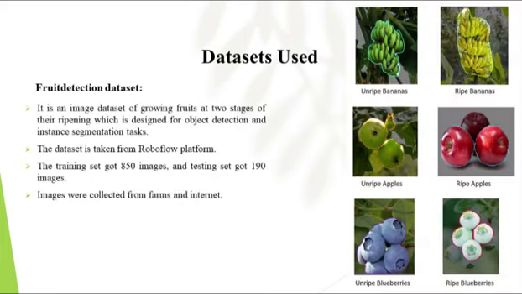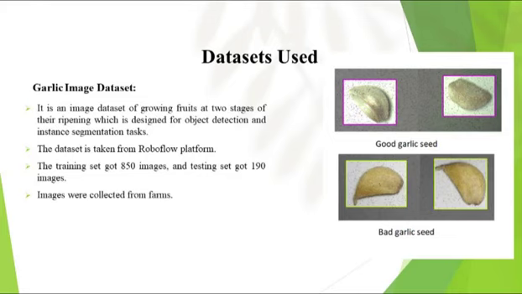Fruit detection dataset. It is an image dataset of growing fruits at 2 stages of their ripening, which is designed for object detection and instance segmentation tasks. The dataset is taken from the RoboFlow platform. The training set has 850 images and the testing set has 190 images. The images were collected from the internet. The same goes for the garlic image dataset, which was also taken from the RoboFlow platform.